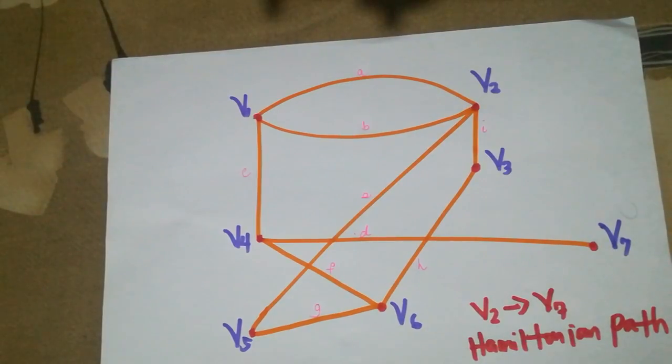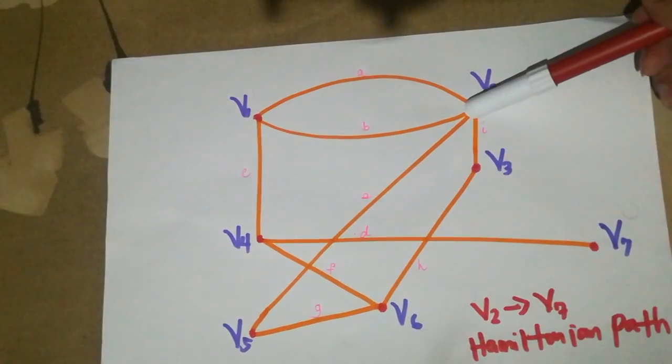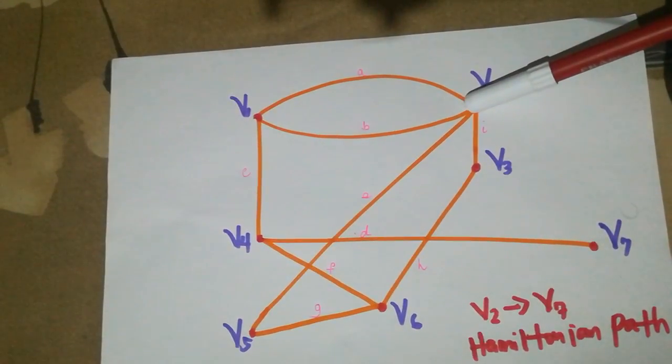Okay, thank you. Assuming you have paused and are now looking, are there possible ways from V2 going to V7? Let's look at it. Is it possible to have a Hamiltonian path from V2 to V7? Let's look at this route. From V2, take a route going to V3.